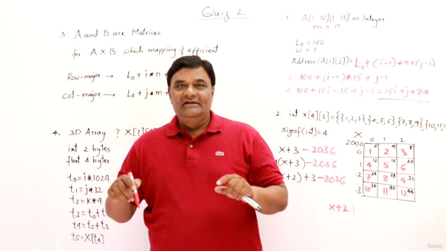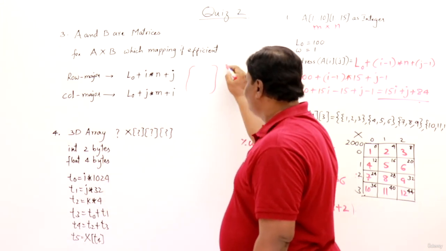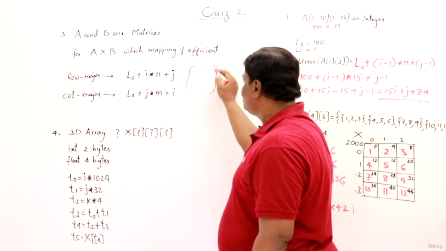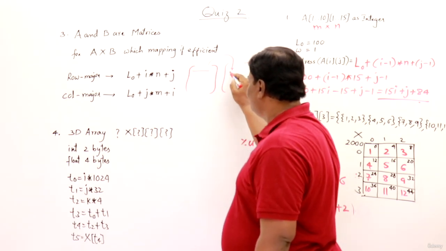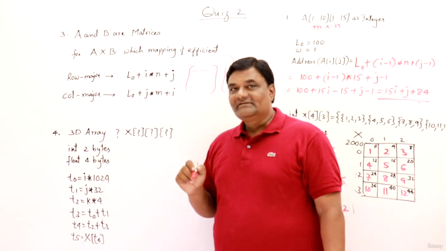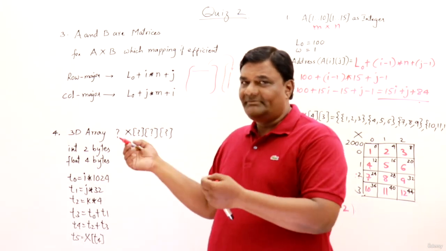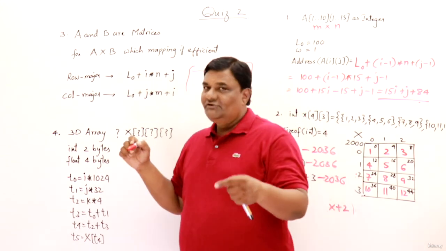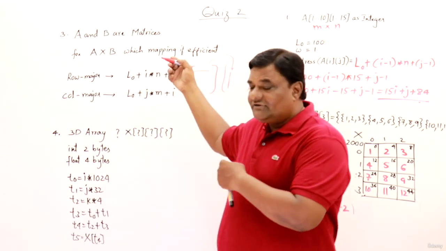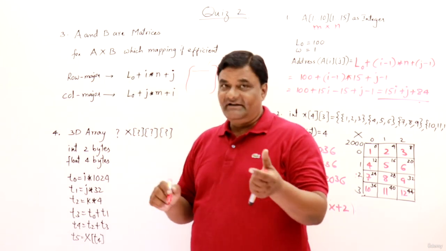So matrix A multiplied by B means if you have 2 matrices, right? If you know matrix multiplication, rows are multiplied with columns. Row with column, we get the product of 2 matrices. We multiply and get each element. So you should know the procedure. Now the question is, if I am multiplying these 2, then which mapping is better?